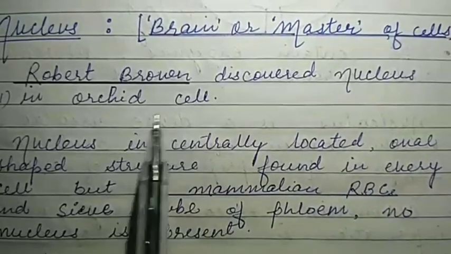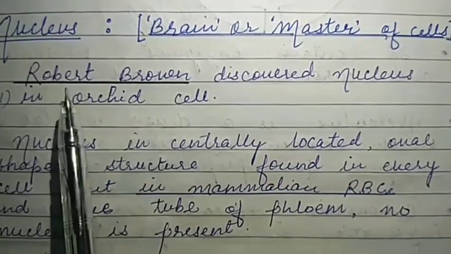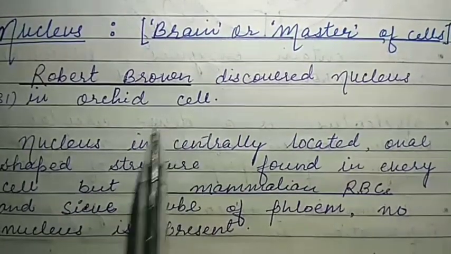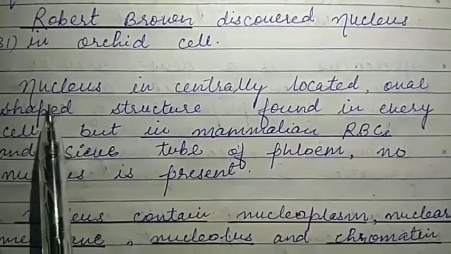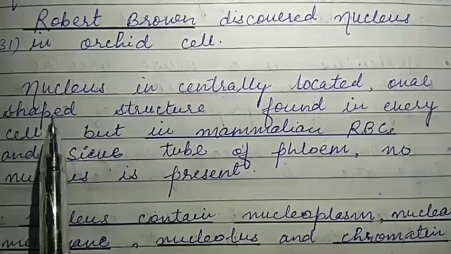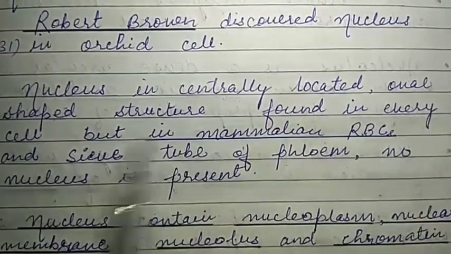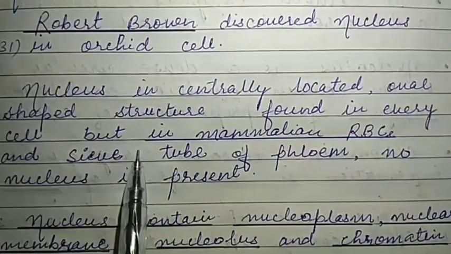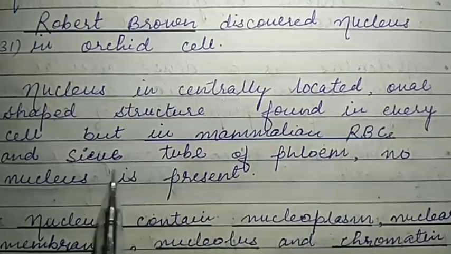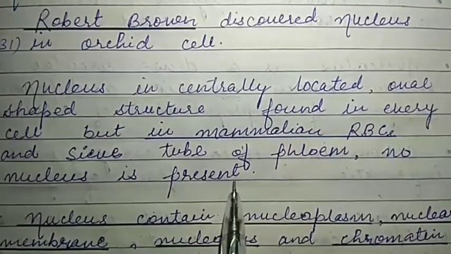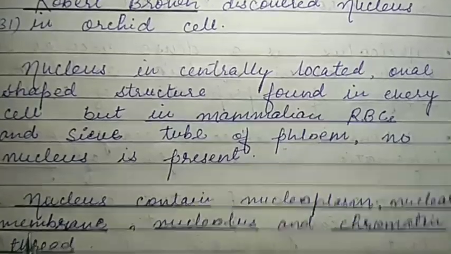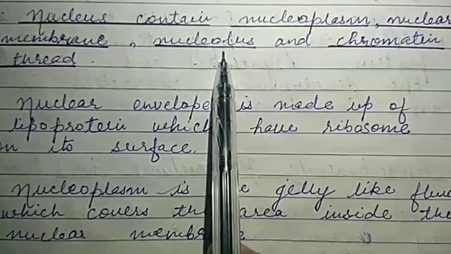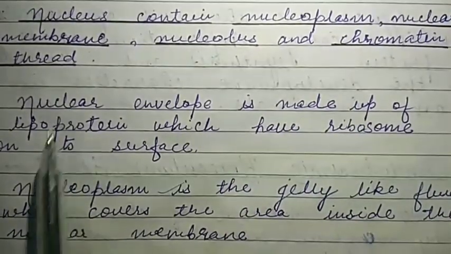If we are talking about the discovery of the nucleus, it was discovered by Robert Brown in 1831 in orchid cells. Now let's see the structure of the nucleus. It is a centrally located, oval-shaped structure found in every cell, but there are a few exceptions like mammalian RBC and sieve tube phloem, where the nucleus is not present. The nucleus mainly consists of 4 parts: nuclear membrane, nucleoplasm, nucleolus, and chromatin thread.